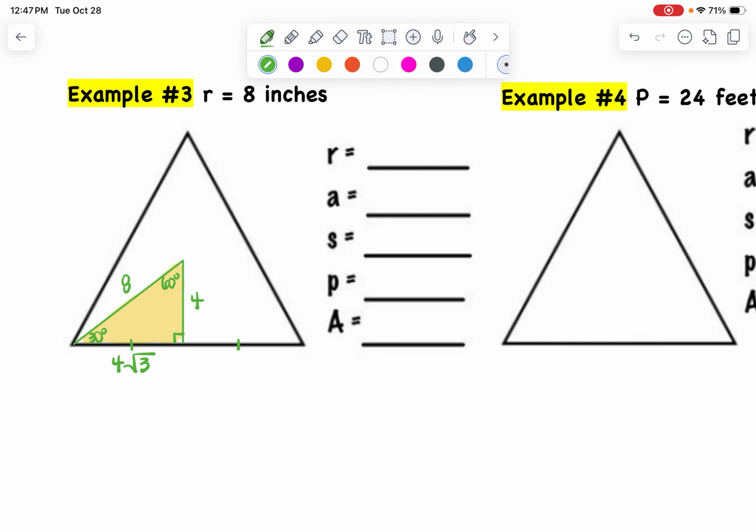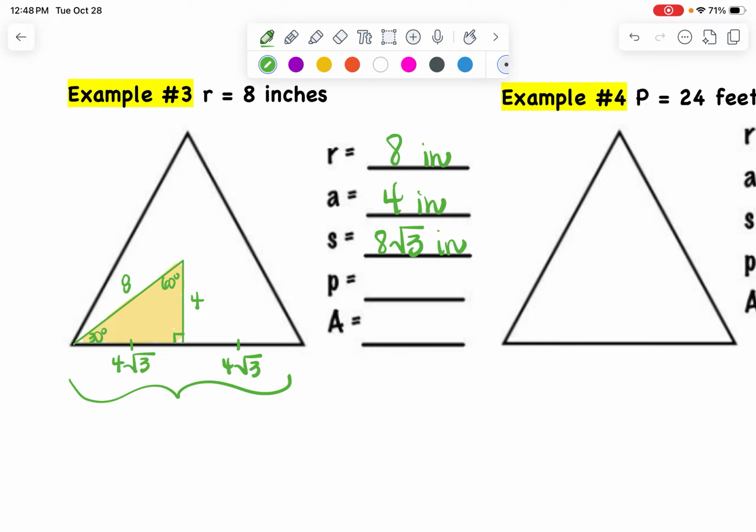All right, so let's go fill stuff in. So the radius is 8 inches. The apothem is 4 inches. What would be the side length? I need this whole thing. So I have 4 root 3 plus another 4 root 3, which gives me 8 root 3. Remember, you're only adding like terms. 4 root 3s plus 4 more root 3s gives me 8 total root 3s.